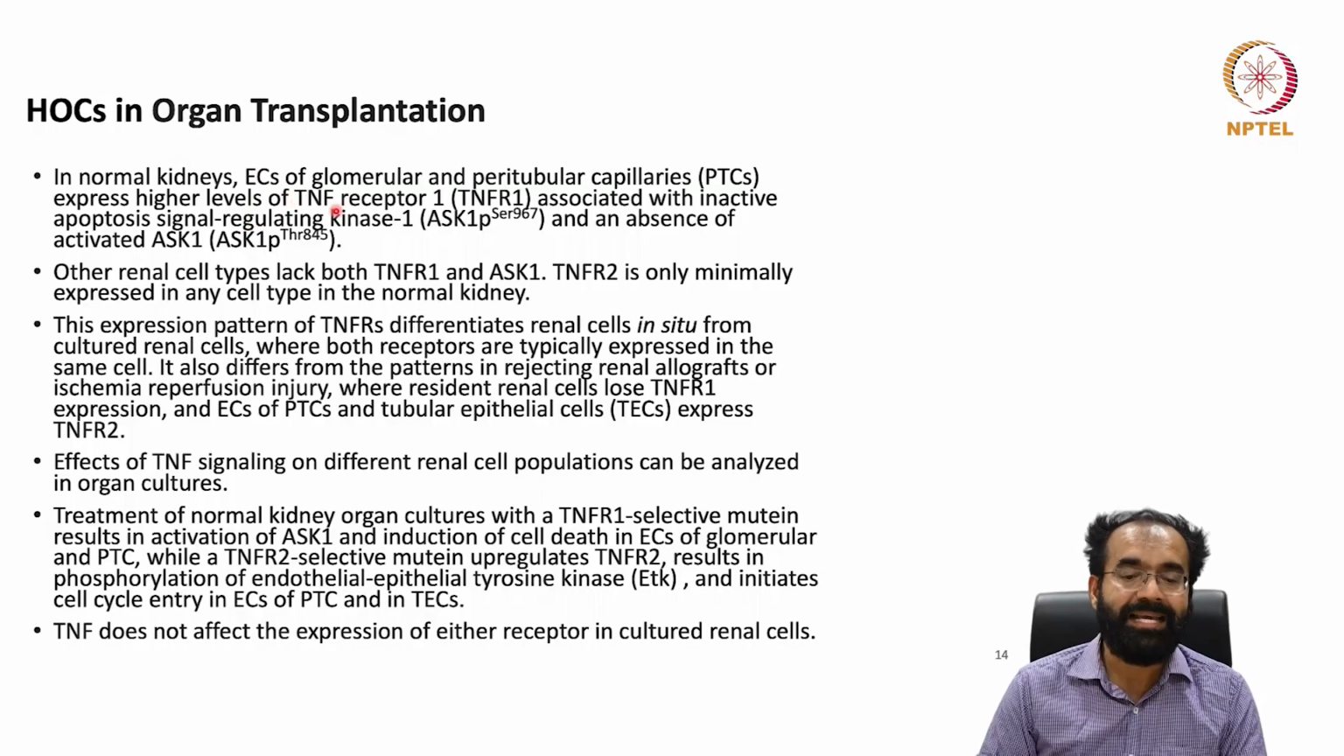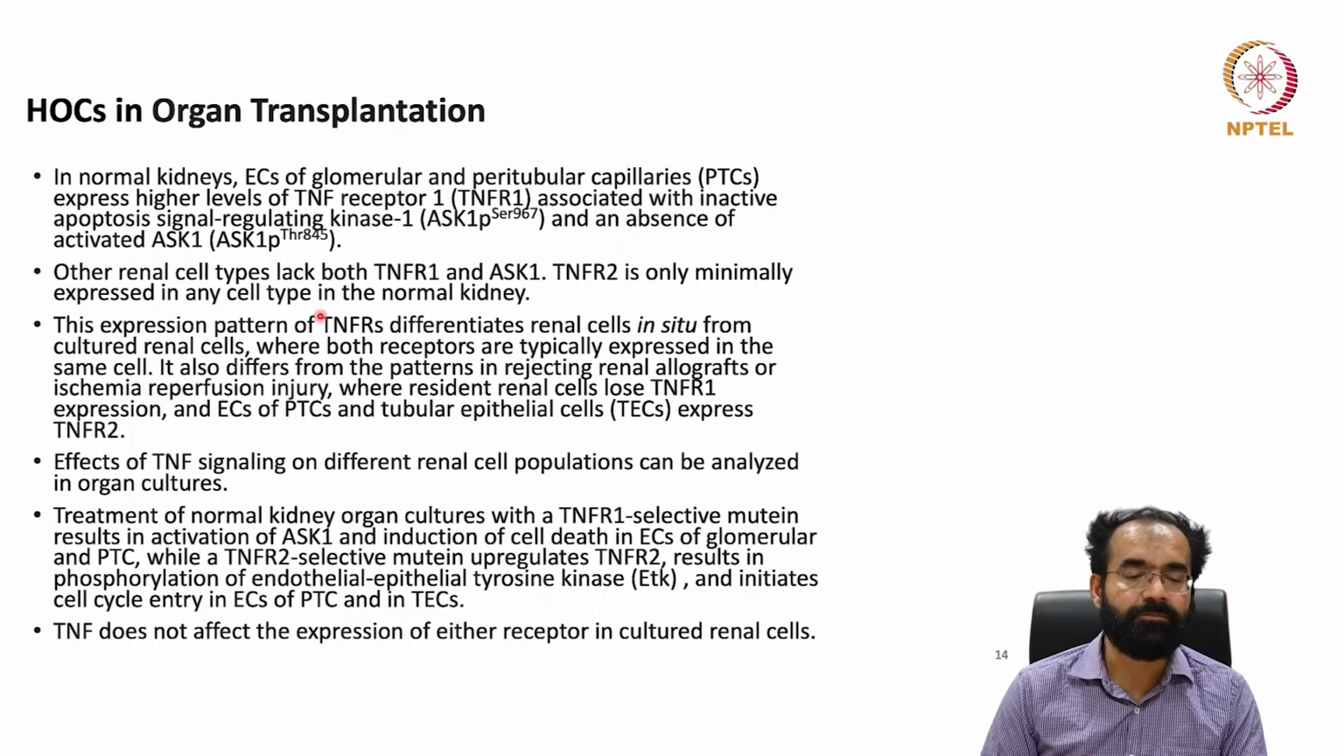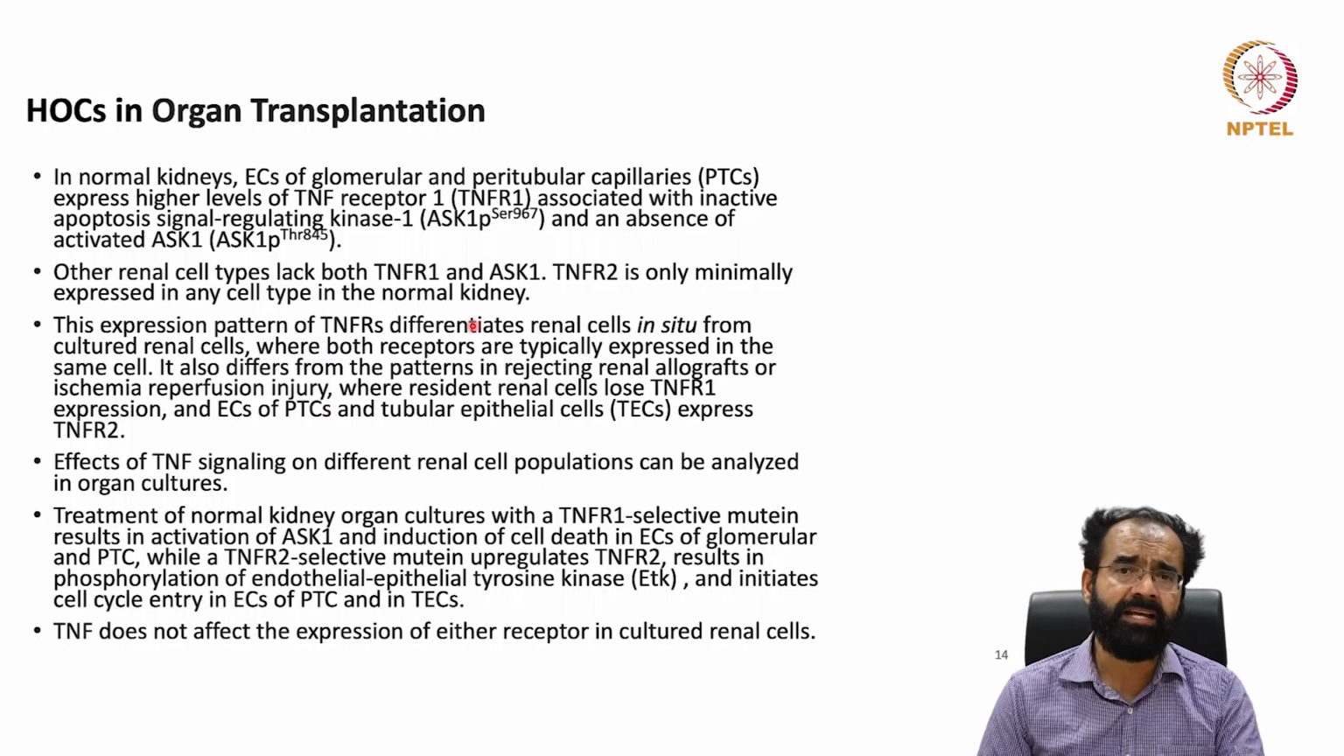Taking one example from the kidney: in normal kidneys, ECs of glomerular and peritubular capillaries, PTCs, express higher levels of TNF receptor 1, that is tumor necrosis factor receptor 1, associated with inactive apoptosis signal-regulating kinase known as ASK1, and the absence of activated ASK1. So these are all scenarios that you can normally see in normal kidneys. On the renal cells, TNFR1 and ASK1 are expressed, while TNFR2 is only minimally expressed in any cell type in a given normal kidney.